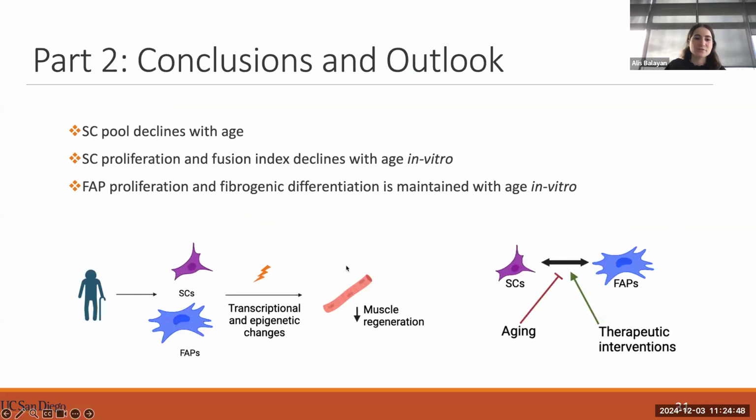So some of the outlooks for me are to look into the transcriptional and epigenetic changes that are happening in the satellite cells and FAP populations, and to understand why there's this decline of muscle regeneration as we're aging, getting more into the molecular side of things. And then the hope is to also look into the interaction between satellite cells and FAPs and how aging affects that crosstalk, and try to find some therapeutic interventions where we can remedy that decline in the crosstalk and also function between satellite cells and FAPs.